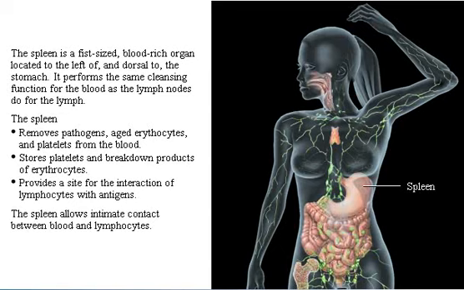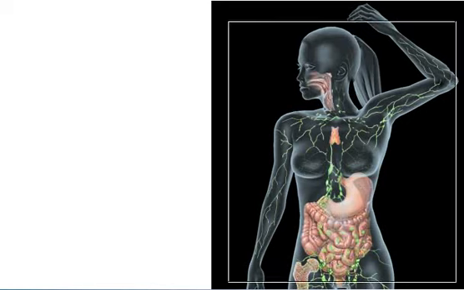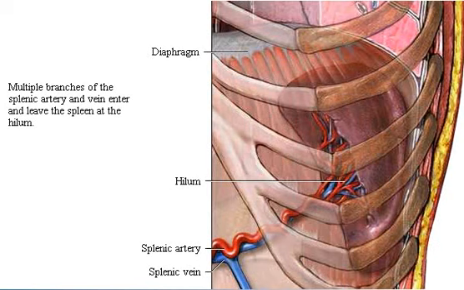As you explore the structure of the spleen, notice how this structure allows intimate contact between blood and lymphocytes, just as the structure of lymph nodes is designed for intimate contact between lymph and lymphocytes. Because it cleans the blood, the spleen is a highly vascular organ. Click the spleen to explore its structure. Multiple branches of the splenic artery and vein enter and leave the spleen at the hilum. Click the hilum to see a cross-section of the spleen.